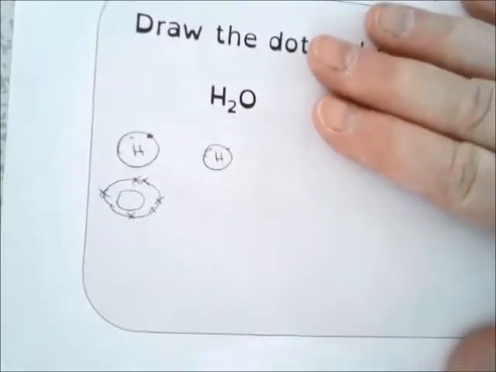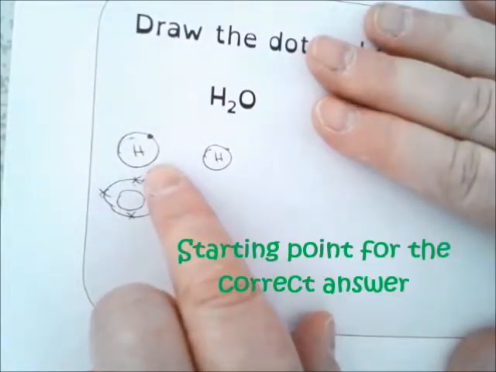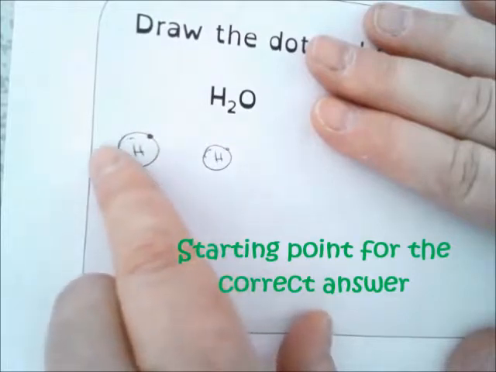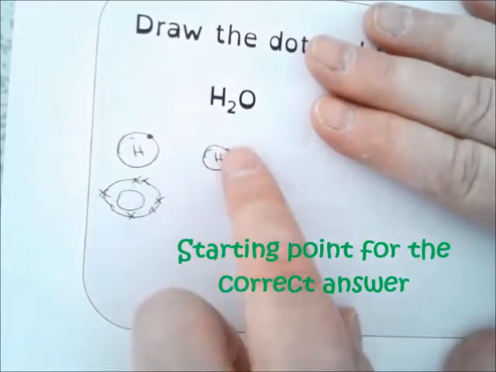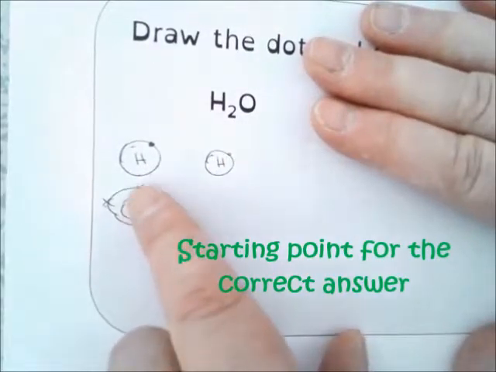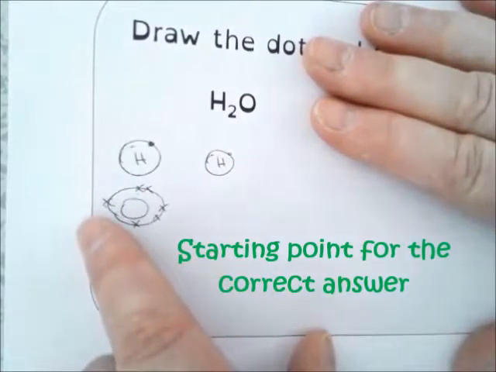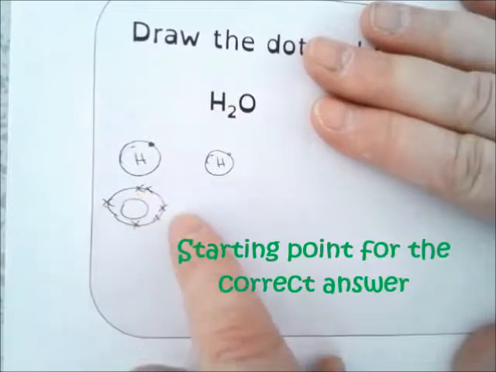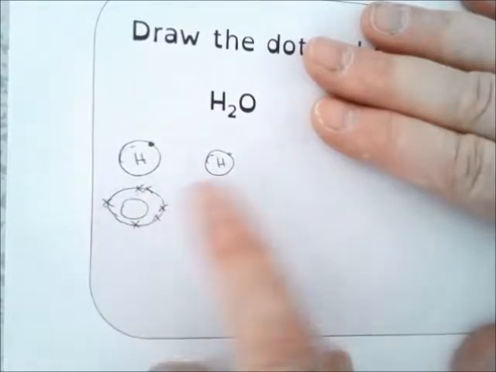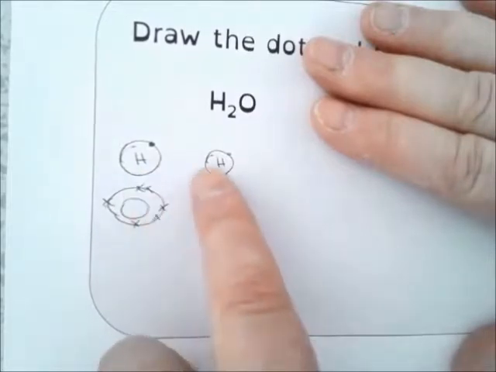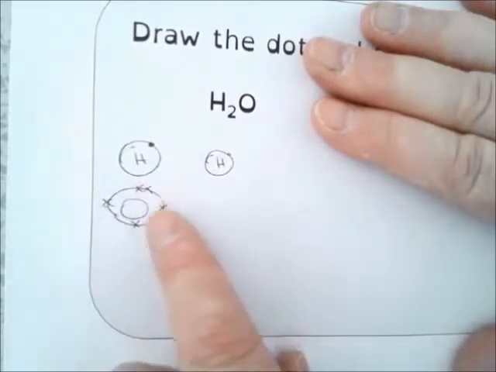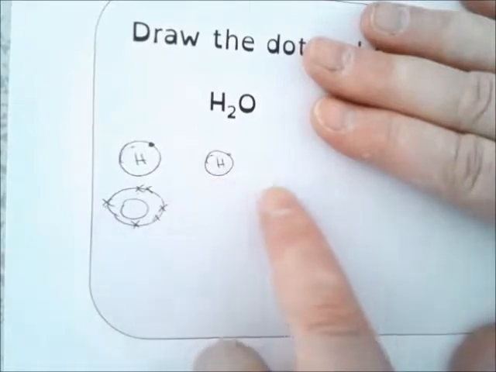Now this student has correctly identified 2 hydrogens, H2, and each one has got 1 electron in the outer energy level. And they've shown the oxygen with 6 correct electrons in the outer energy level, showing 2 pairs and 2 single electrons. But they haven't connected the atoms, so we've just got 3 separate atoms. We haven't got a molecule of water.